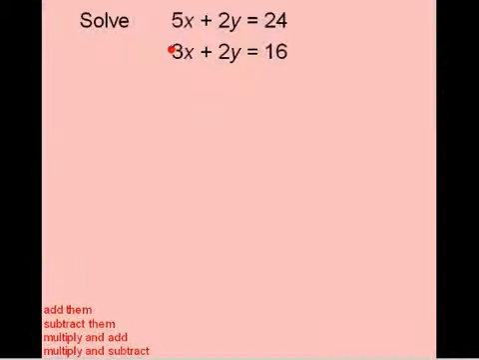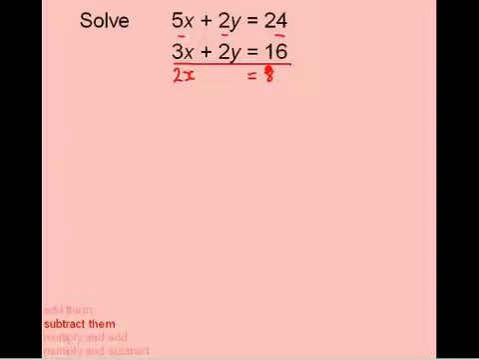Let's have a look at this one now. There would be no point adding these two together because neither of the letters will disappear. However, I can see that plus 2y is the same as plus 2y. So if I take these away, these will cancel out. So I get 2x plus 2y minus plus 2y is nothing, and 24 minus 16 is 8. Now I can divide by 2, so I have x equals 4.